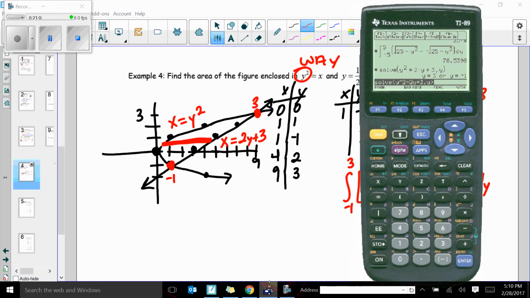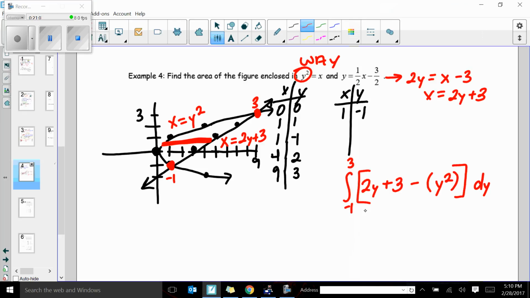Okay, and of course you could do this part in your calculator. I've already done that a couple times, so I'm going to go ahead and just give the answer here. 32 thirds, 10 thirds, 9 halves. There's a few answers that just pop up an awful lot, so don't get freaked out if you see that.